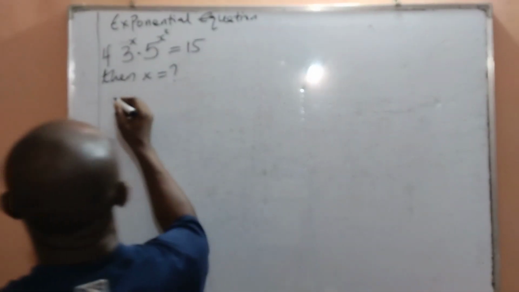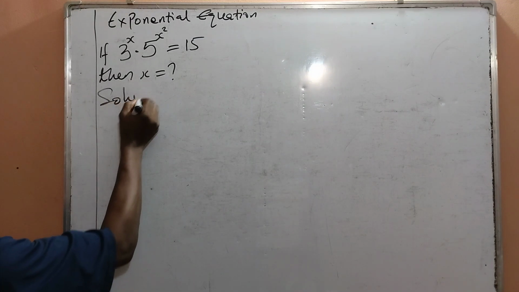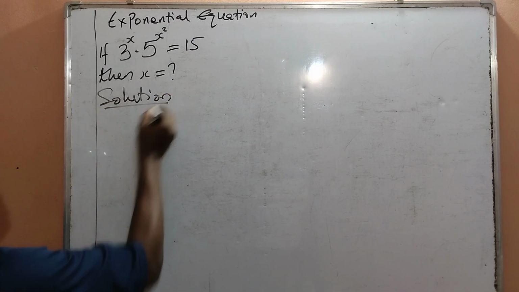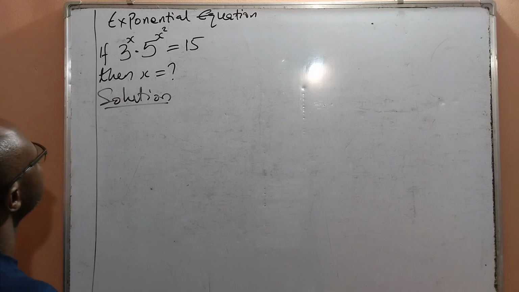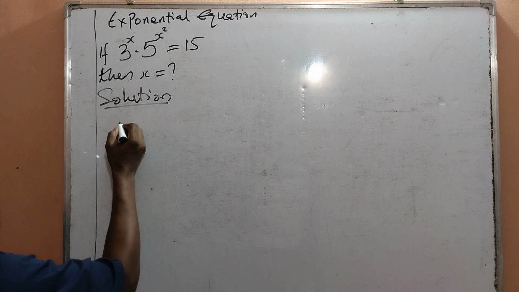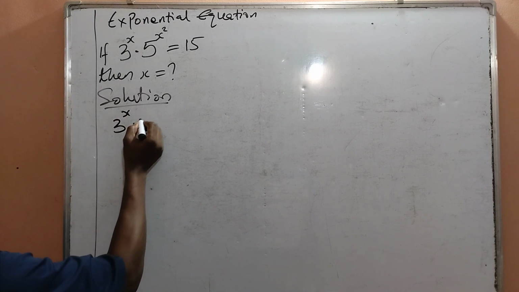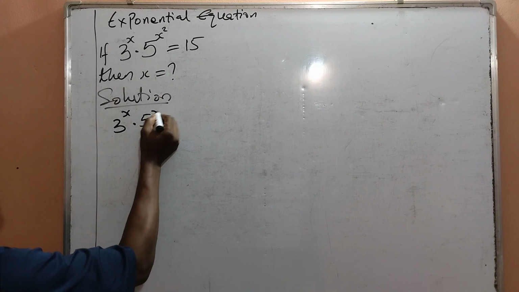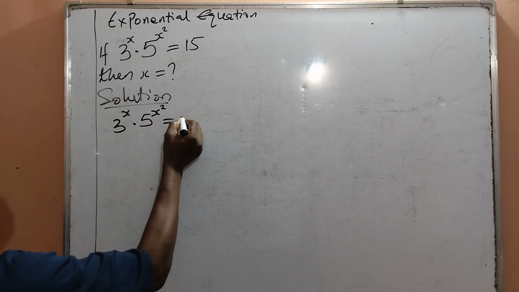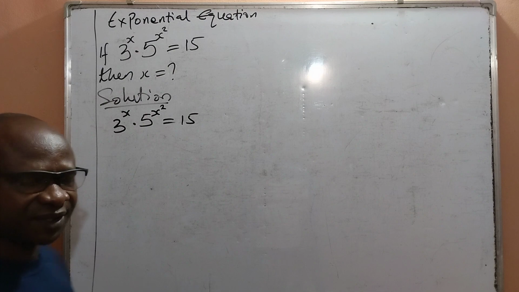Let us dive into this question. Solution to it. I am given to solve that 3 raised to the power x multiplying 5 raised to the power x, also raised to the power 2, everything is equal to 15.